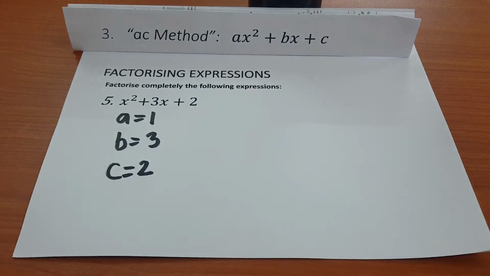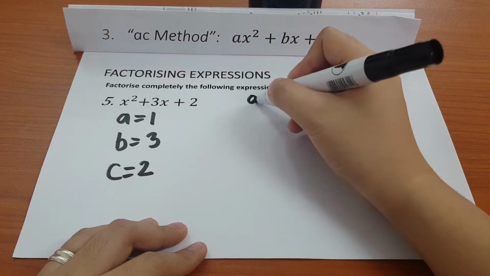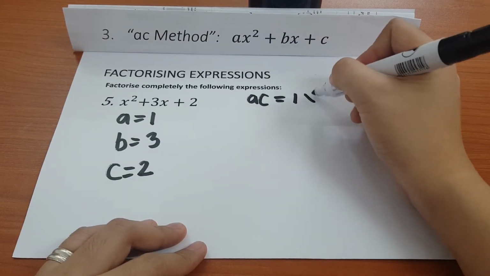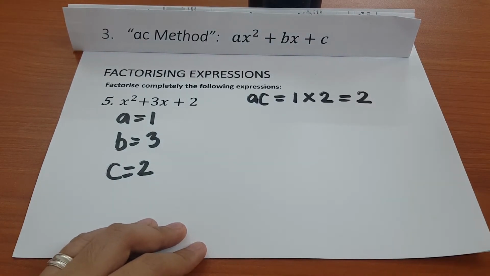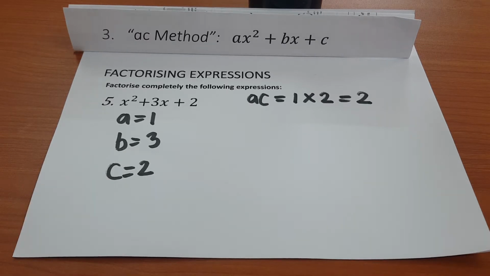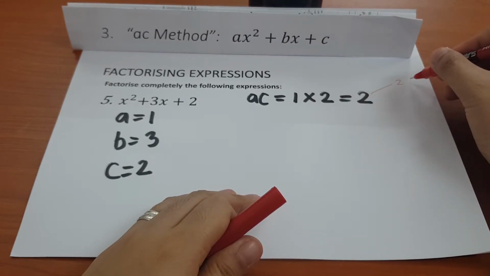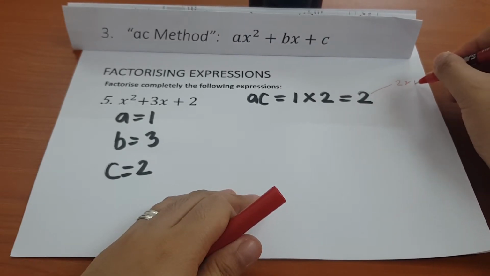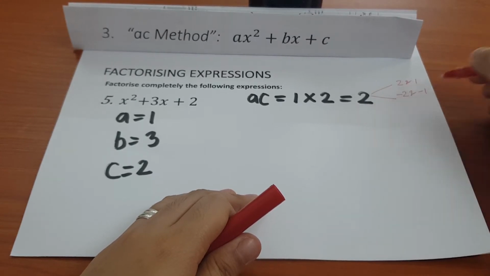Okay, so let's continue. Now here, in this case, our AC is A multiplied with your C, which is 2. Now, how to use the AC method? First, you need to find factors of 2. What are the factors of 2? We have 2 and 1, and also -2 and -1.